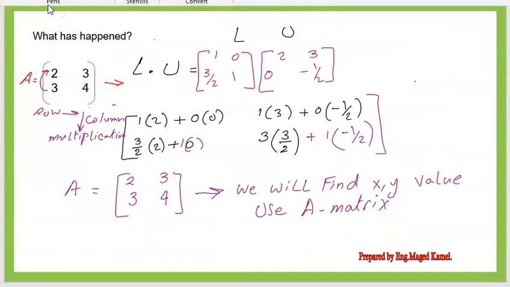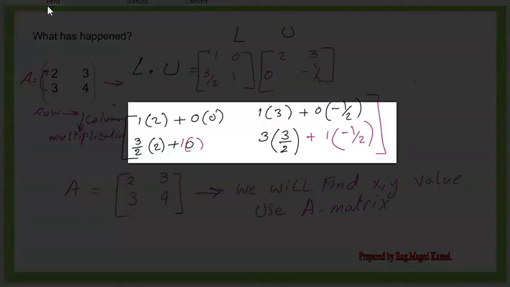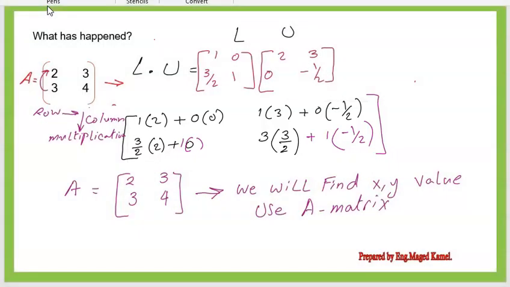If we want to check whether the multiplication of L by U will lead us to the matrix A, which is 2, 3, 3, 4, we can use row column multiplication. 1 by 2 plus 0 by 0 equal to 2, and 1 by 3 plus 0 multiplied by minus 1 over 2 will give us 3, and then 3 over 2 multiplied by 2 plus 1 by 0, the final value is 3, and 3 over 2 multiplied by 3, and we add 1 multiplied by minus 1 over 2 will give us 4.5 minus 0.5 equal to 4. We have a valid LU through a valid multiplication.